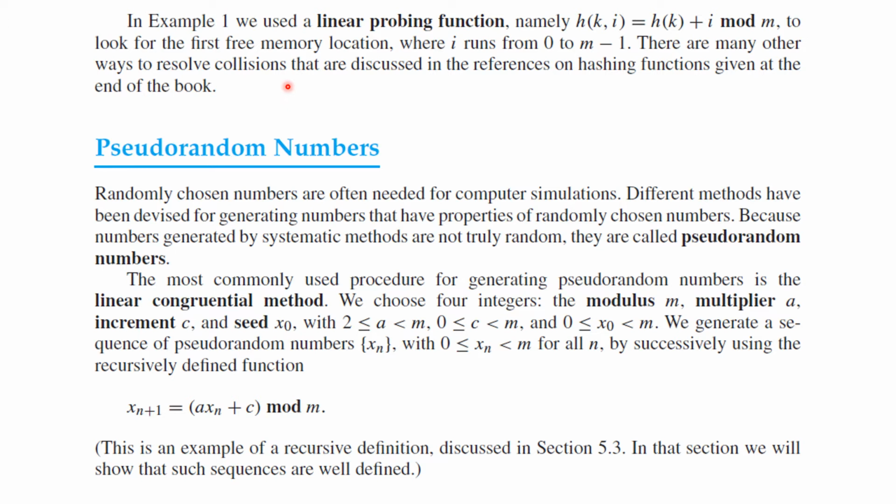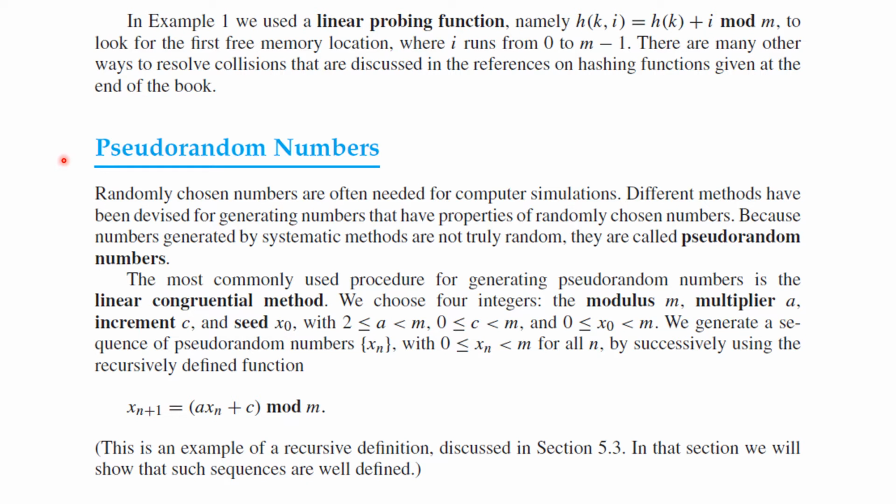Now, in this example, we used a linear probing function. That is, we just went to the very next one. So h(k, i) is going to be (h(k) + i) mod m to look for free memory locations, where i will run from 0, if it works the first time, to m-1 if you have to look at all of them. And if you look at all of these, then you say I've used up all my memory locations. But there are many other ways to resolve collisions, and these are discussed in detailed references, and you should realize that someday you might end up studying this even more seriously.